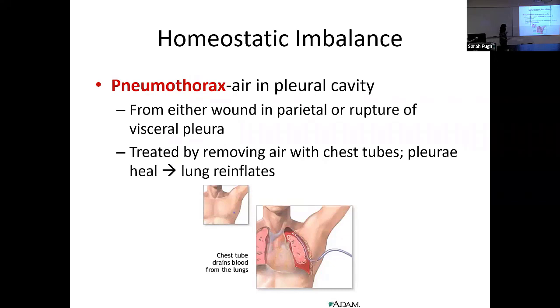Now, there is a condition called a pneumothorax. This is when someone gets air in the pleural cavity. Usually this is from a wound, maybe a gunshot wound, a piercing wound. If there is a wound coming from the outside into that cavity, now the pressure that is in that cavity is going to be equal to atmosphere, and you have lost your suction, right? And the lung will collapse. This is typically treated by removing the extra air that has gotten in. They'll put in chest tubes to help reinflate the lungs.